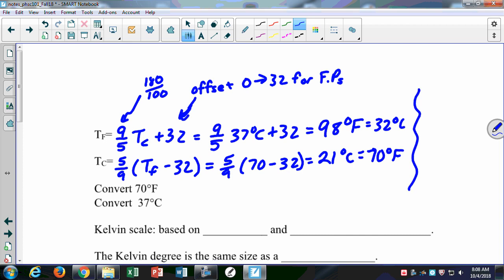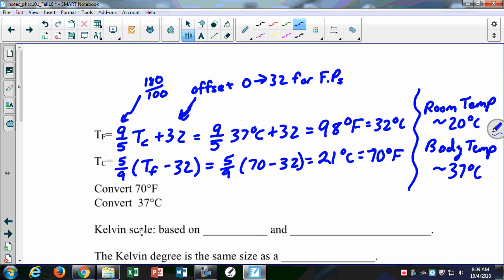Some temperatures that you should know. Room temperature is about 20 degrees Celsius. And body temperature is about 37 degrees Celsius. So just know those good reference points. It gives you a feel for whether it's a nice day outside if somebody says it's 20 degrees Celsius, or whether it's really hot outside, which would be about your body temperature.